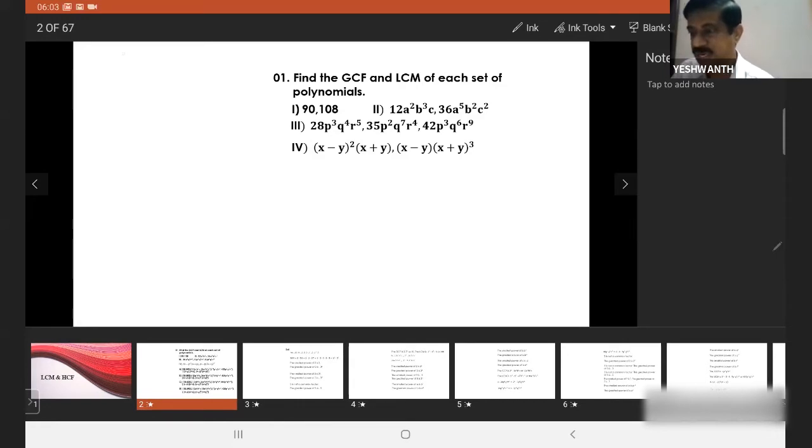So first one, 90. I can write it as 2 into 45, and 45 is 3 into 5 into 3. Whereas you can write 108 as 2 into 2 into 3 into 3 into 3. So now you see LCM. For LCM, first we need GCF. So let us find out GCF.